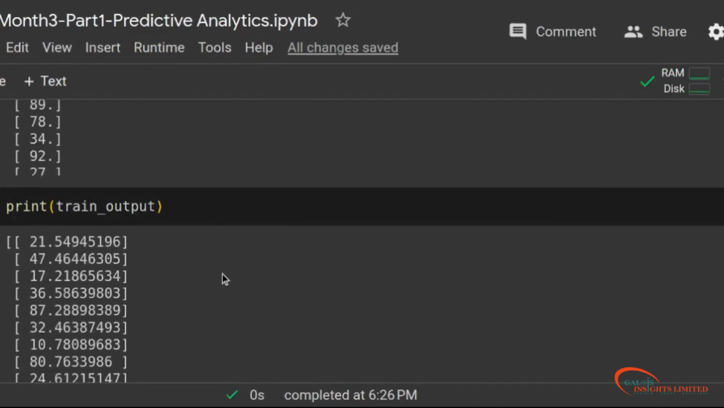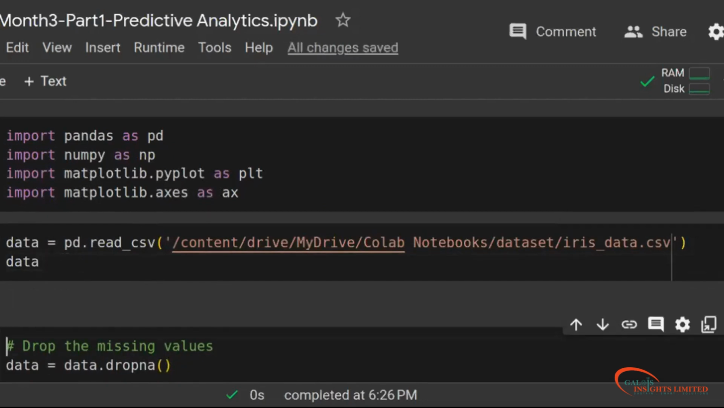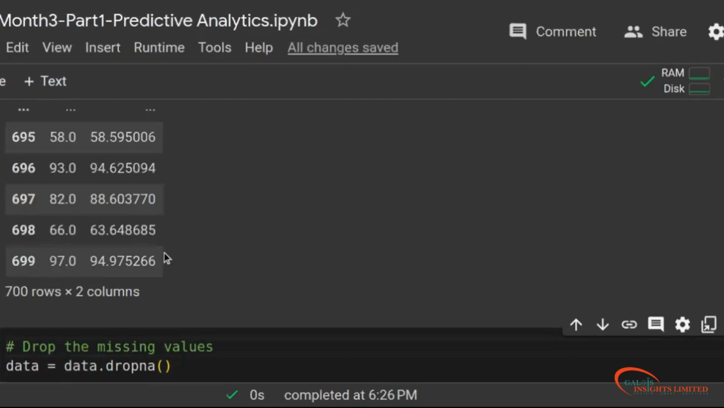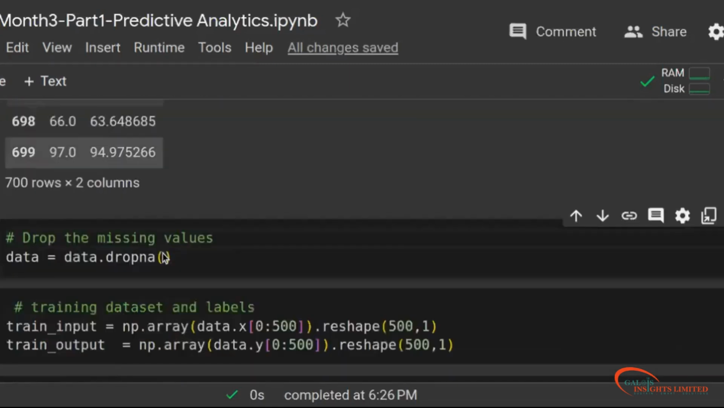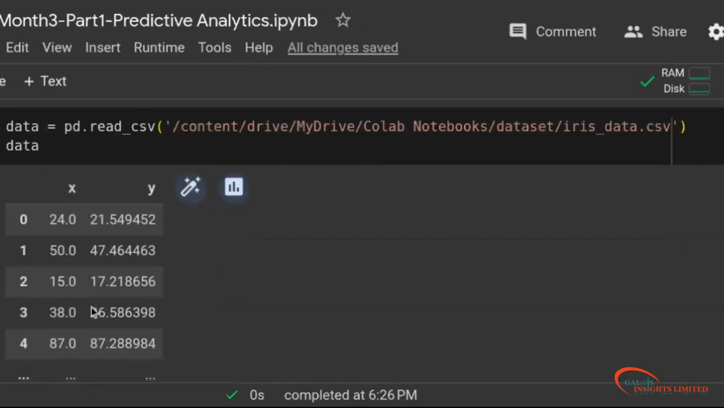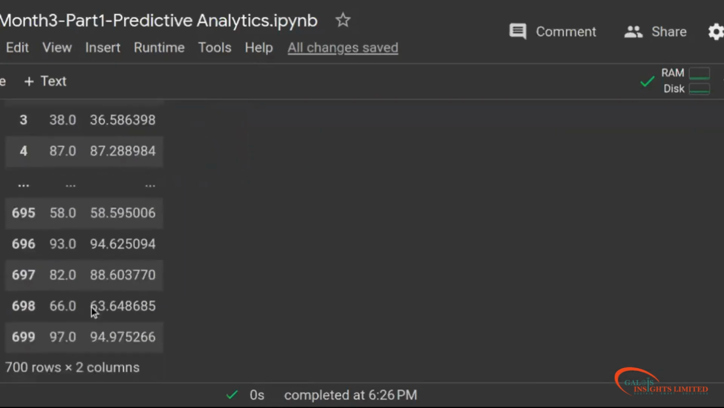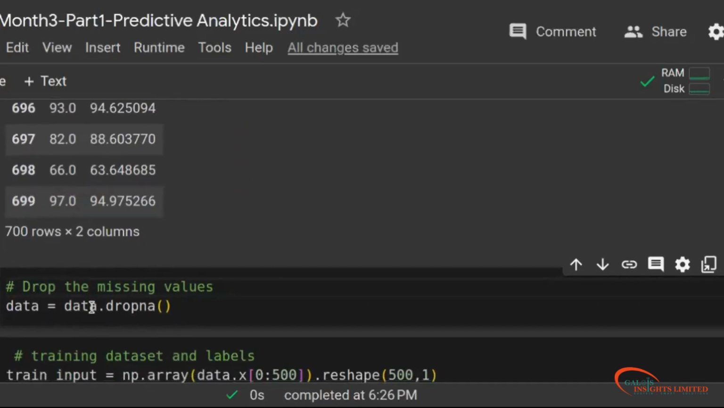So if you look at the actual data set, it's actually in the form of a data frame, and we are converting it into a NumPy array instead. So you convert, which is 700 rows and then 2 columns.